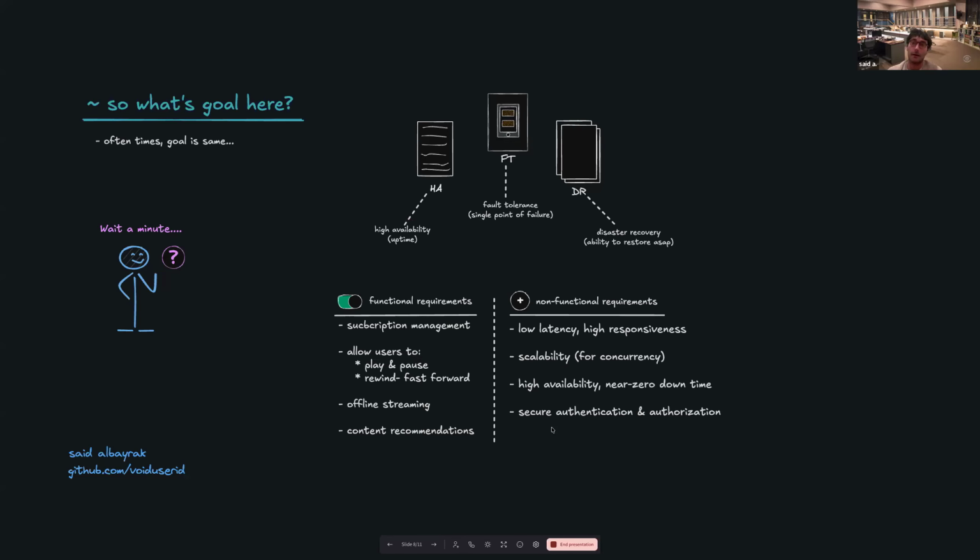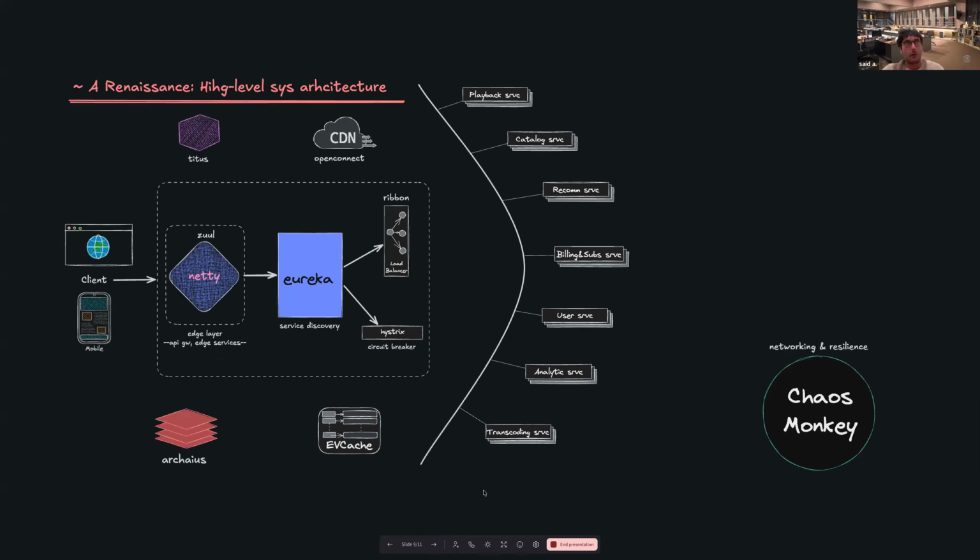Those are pretty simple. There's a lot more to it, but I cannot mention it right now because the whole thing took 8 years, and it's not easy to talk about a concept that happened in 8 years in just 10 minutes. So then we have a renaissance. This is the final result, the high level system architecture. We're going to take a quick look.